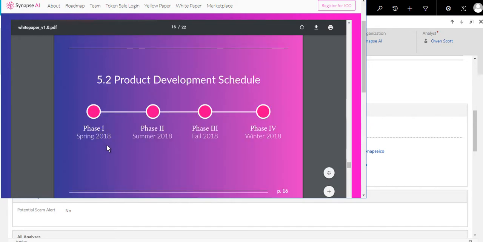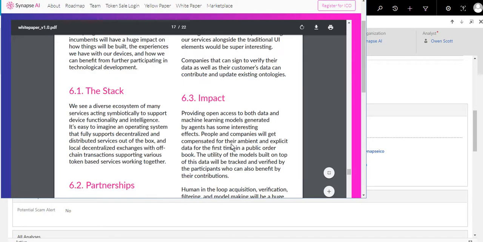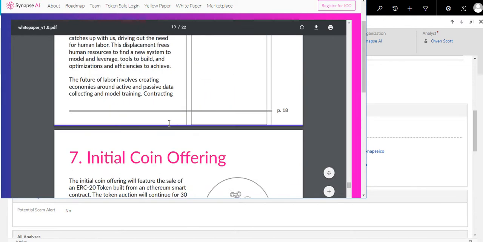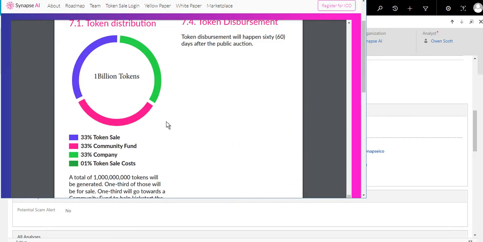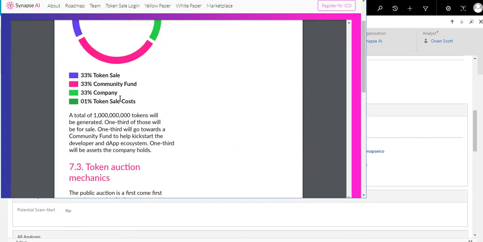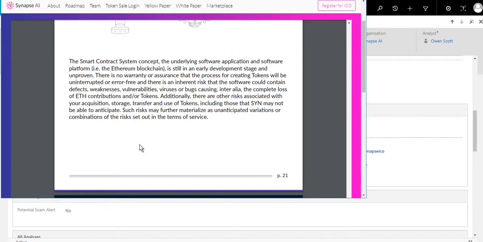And then this is not very detailed. It's phase 1, phase 2, phase 3, and phase 4. Phase 1 being spring. Maybe phase 1 was the release of the actual token, as well as the website. Phase 2 could have been the wallet. Phase 3 must be some of those agents, models and services we talk about. It doesn't have a lot of details in terms of that, but it does talk about how the token auction mechanics and so forth are going to be done.